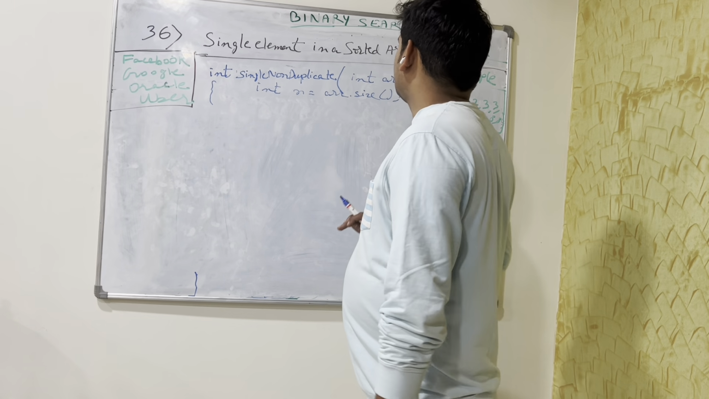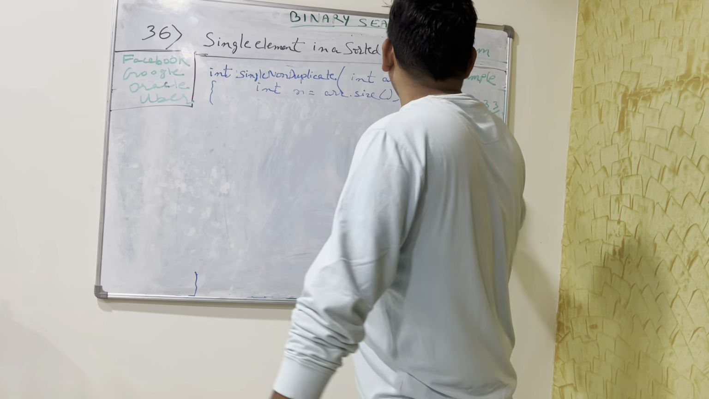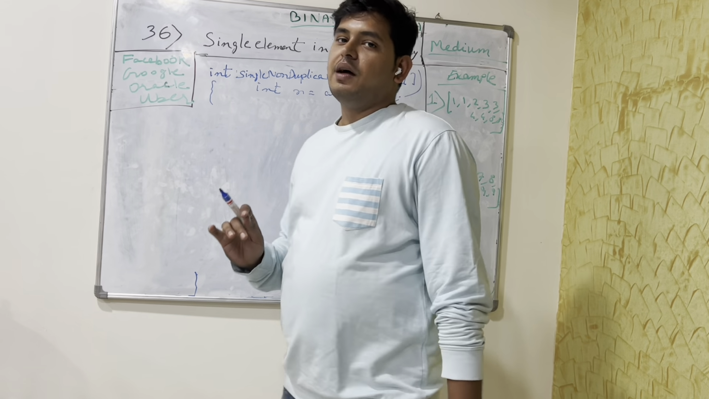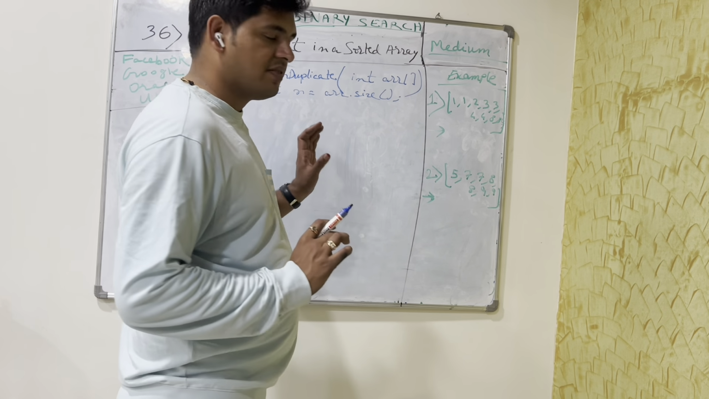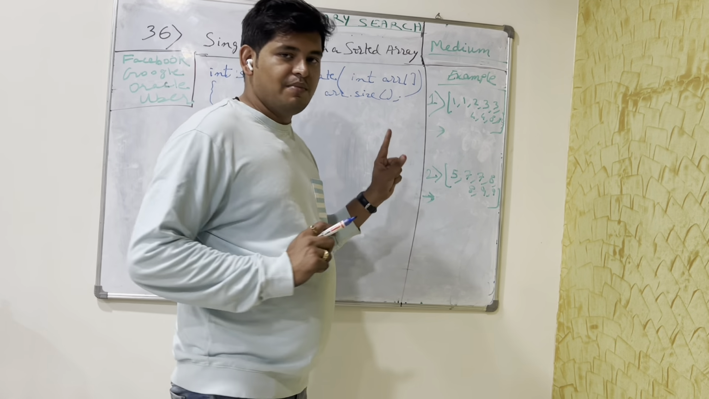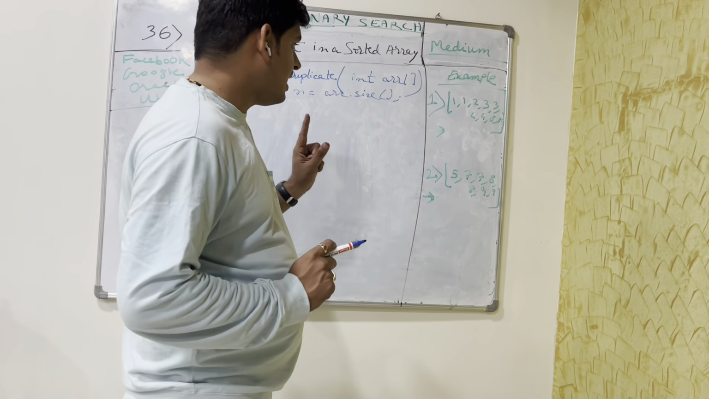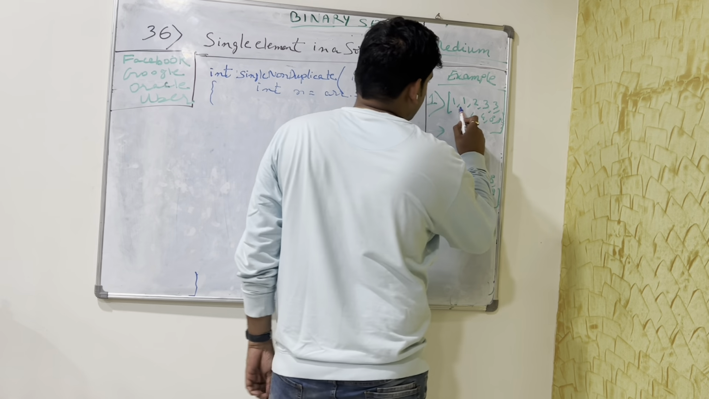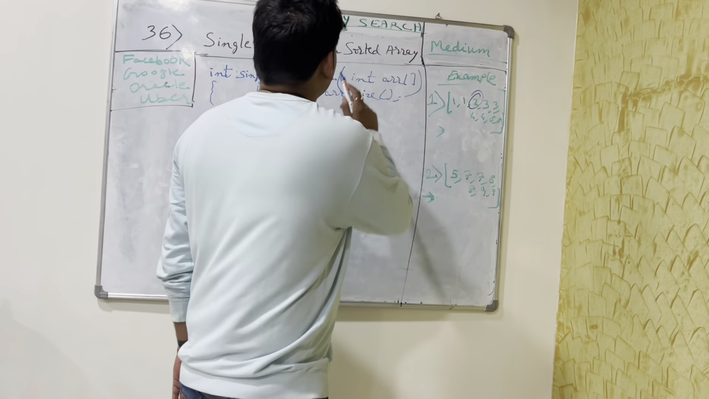We need to find the single element in a sorted array which is not duplicate. So we are given a sorted array where the numbers are repeated twice. Only one element is there which is not repeated twice. We need to find that non-duplicate element. For example, here we can see 2 is not repeated. All the other elements are repeated and it is a sorted array.